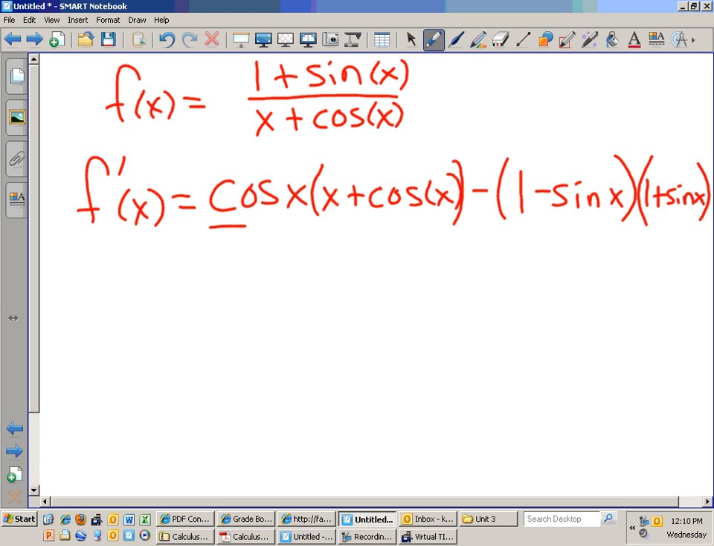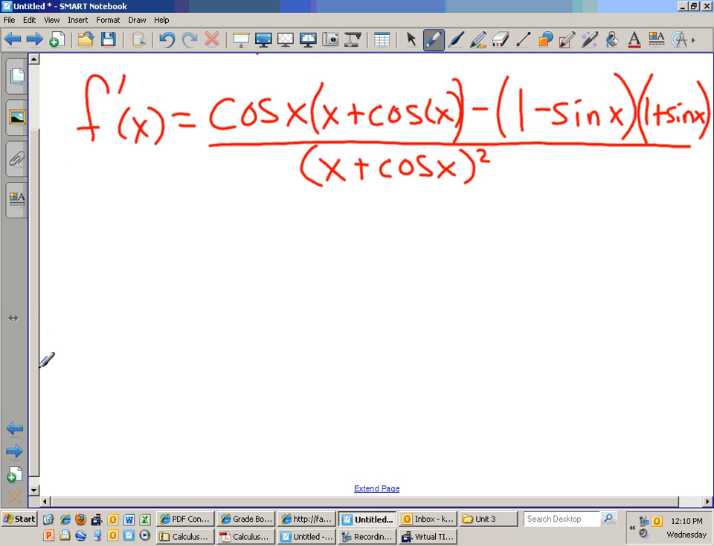All over x plus cosine of x, that quantity squared. Beautiful. Looks like the denominator is pretty set. Unless we get an x plus cosine of x up in top that we could cancel out, the bottom is set. We need to be able to reduce the top.